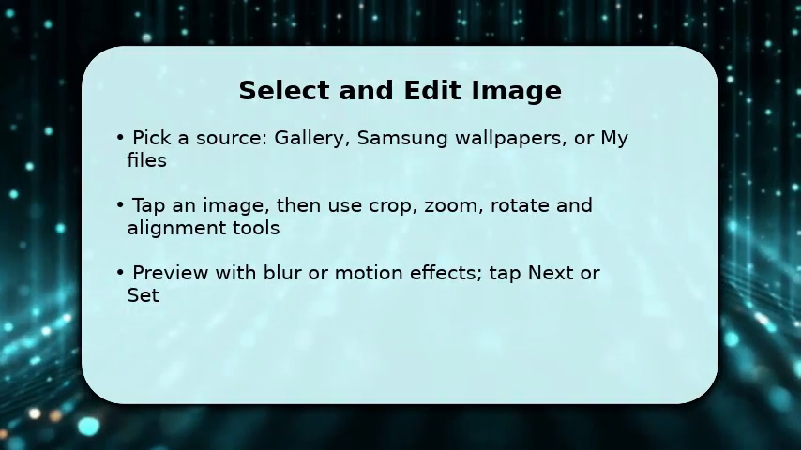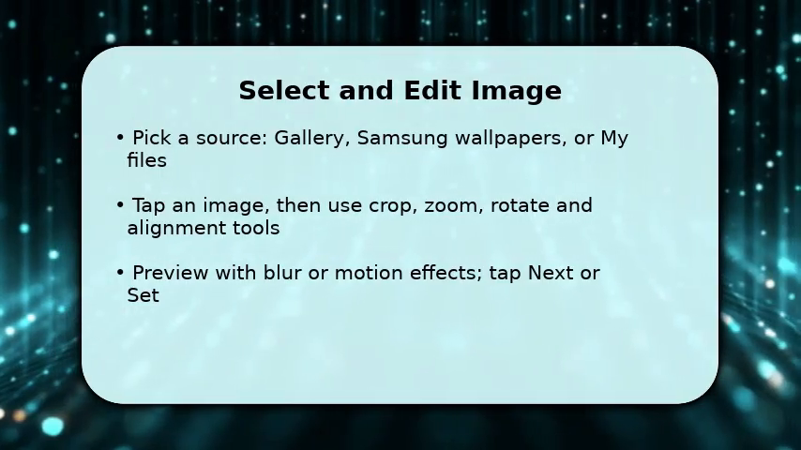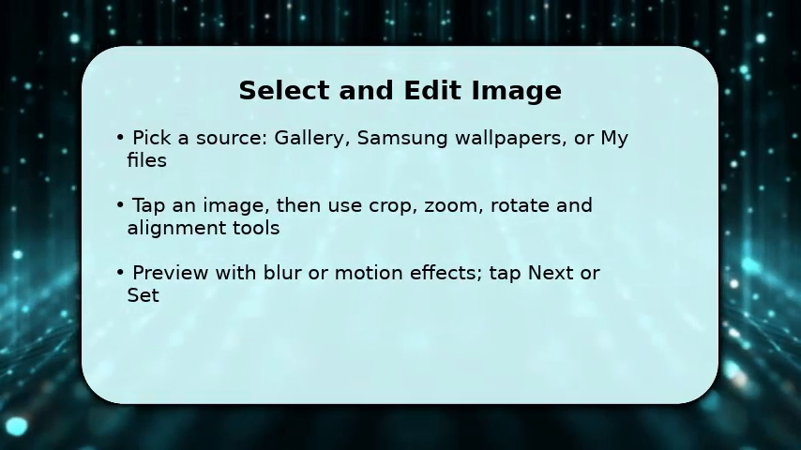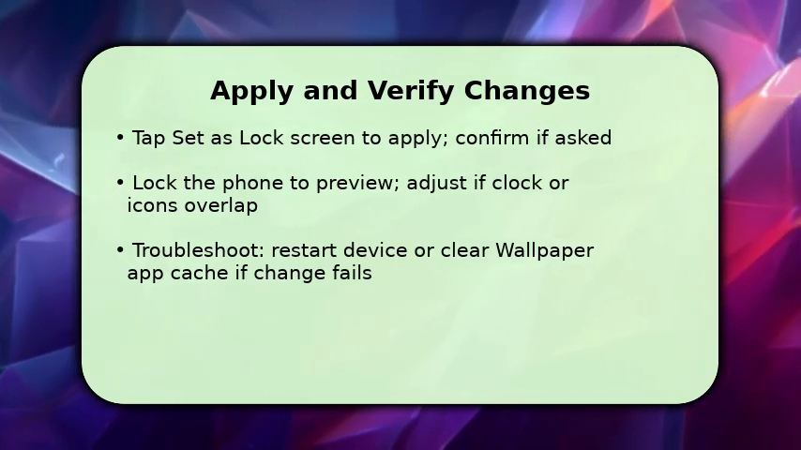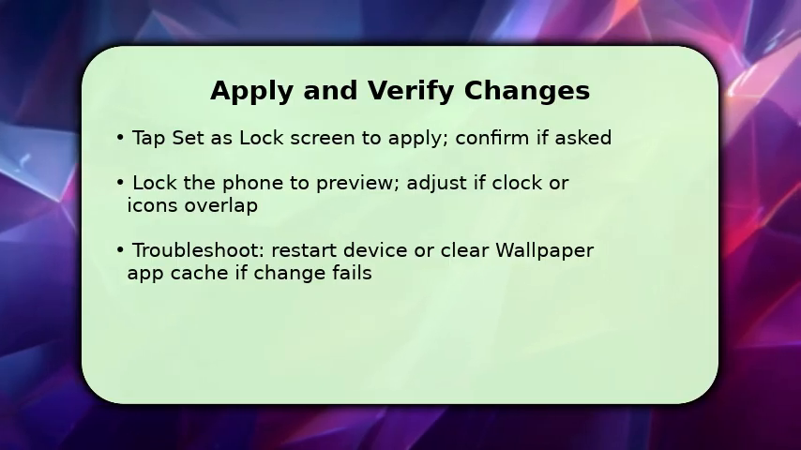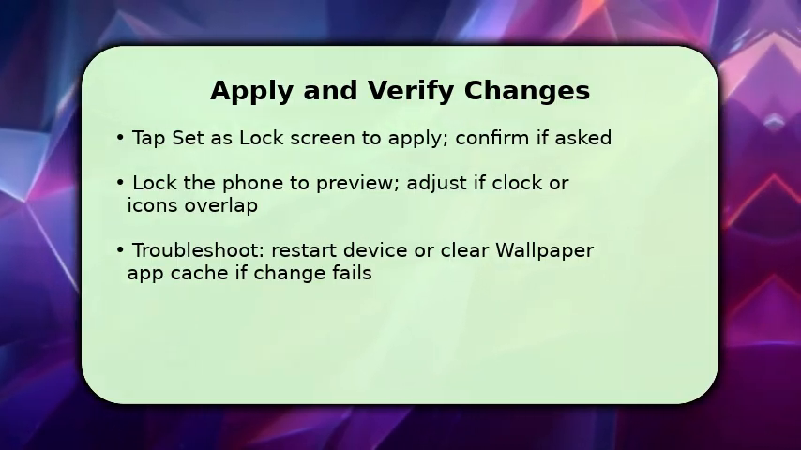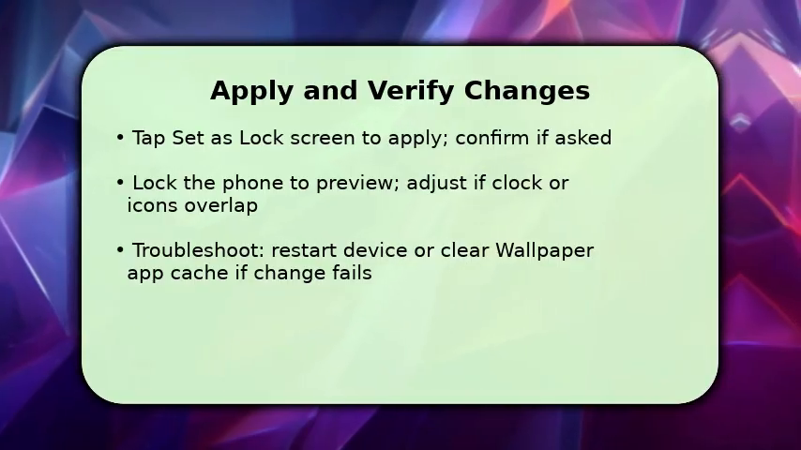Once the composition looks right, tap Next or Set so the phone prepares the image for application. Finish by tapping Set as lock screen. Confirm any prompts about home versus lock. You should immediately lock the phone and check how the lock screen looks with the clock and notifications visible.